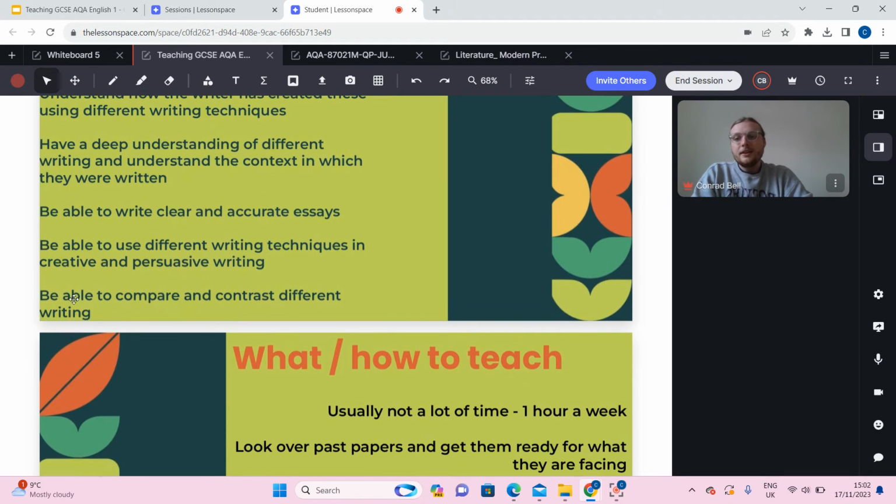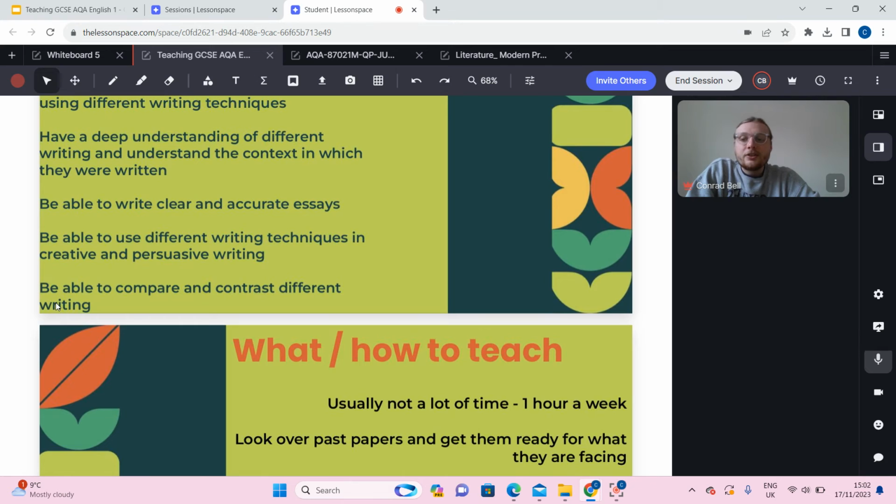And then this is more for language. Be able to use different writing techniques in creative and persuasive writing. So they will have a question on creative writing and they'll have a question on persuasive writing. And they need to be able to show that they can implement the techniques that they've learned in their own writings as well as analysing it in other people's. And then being able to compare and contrast different writings as well.